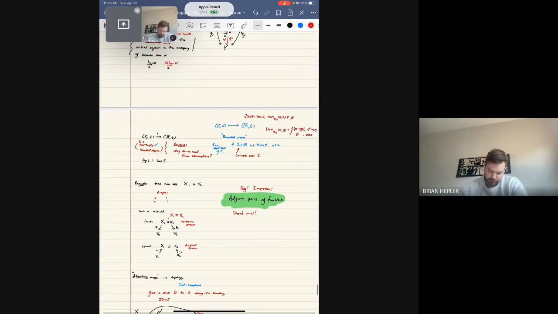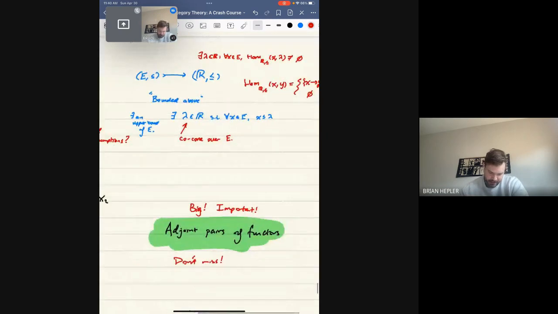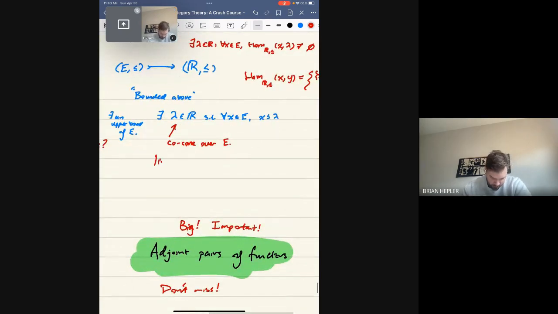That's all. So the punchline of that one is that the limit over all such things, this inclusion, or the colimit rather, is the same thing as the supremum of E.